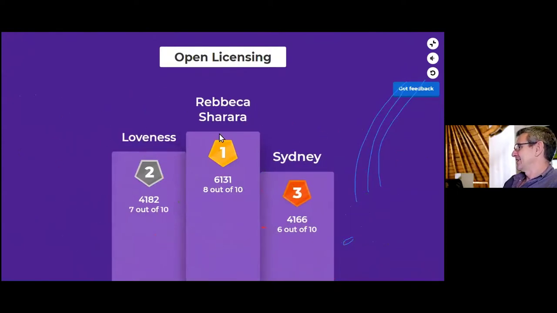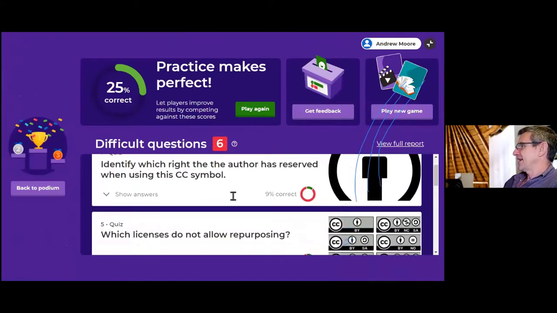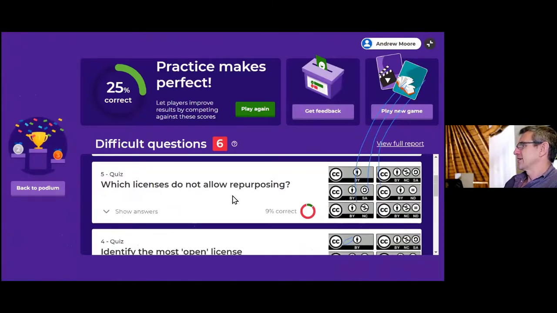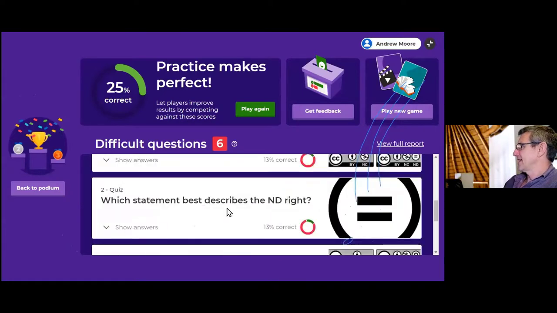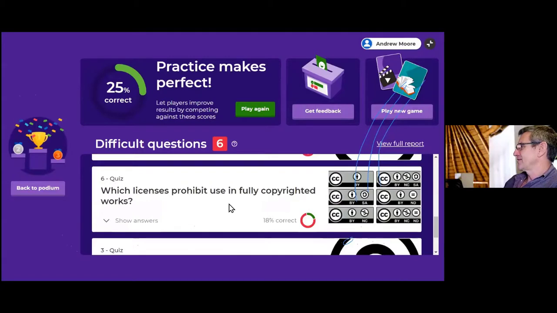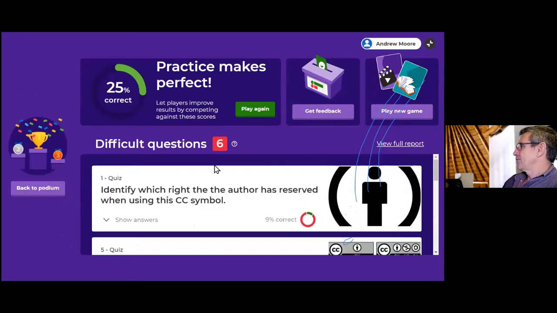Let's get some feedback from you guys. So the first one was on attribution. Only 9% of you got it correct. Same with the next one. Which licenses allow repurposing? 9%. Identify the most open license? 13%. And the same with the ND right, 13%. Which license prohibits use in fully copyrighted works? 18%. Which statement best describes the SA right? 18%. So let's look at the full report.